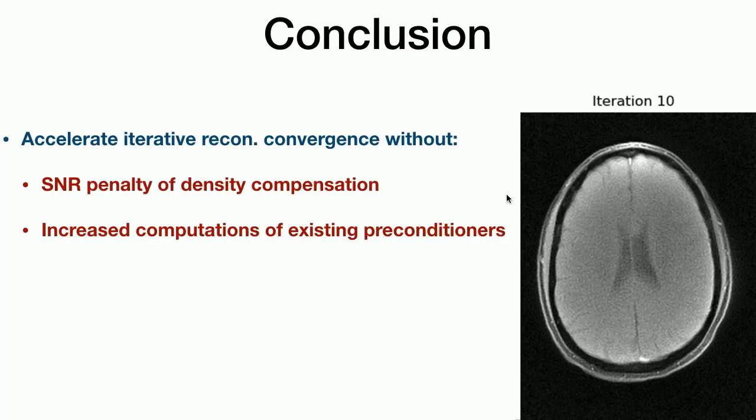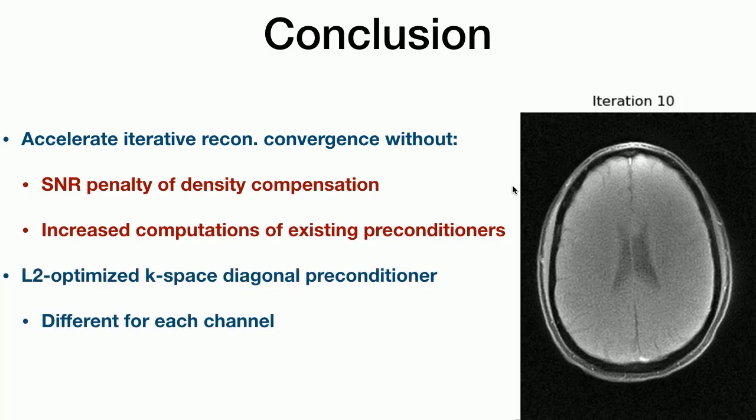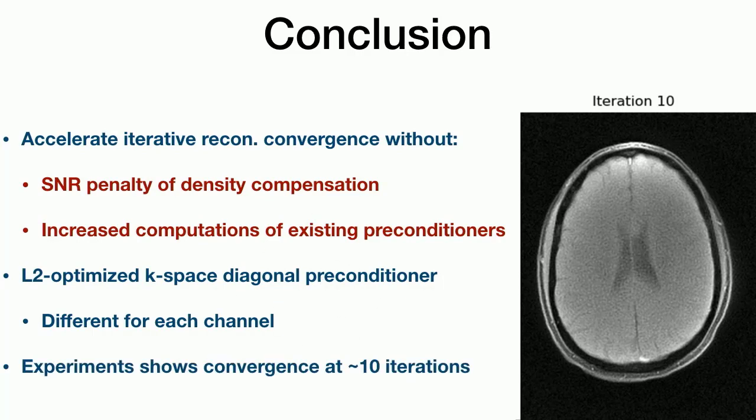So in conclusion, we've shown a method that allows us to accelerate iterative reconstruction convergence without the SNR penalty of density compensation or the increased computations of existing preconditioners. We've explicitly derived an L2 optimized k-space diagonal preconditioner, and one interesting feature is that it's different for each channel. And we've shown in experiments that we can achieve convergence in about 10 iterations.